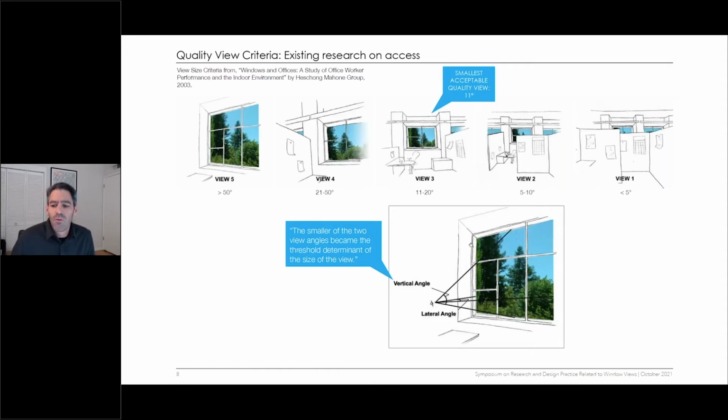And what they came up with was that the smaller of the vertical angle and the lateral angle would be the threshold for determining the size of the view. So in this 11 degree case, whichever the vertical angle or lateral angle was smaller, if that was 11 degrees or greater, then it would be an acceptable view. So we wanted to test this in our own space.